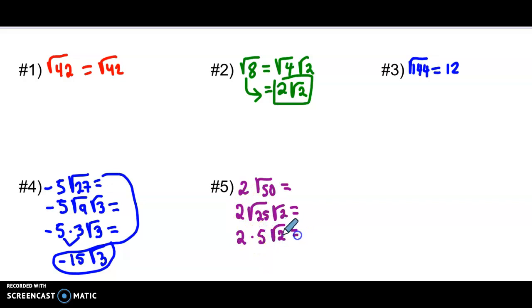And there's that. These are factors out of the square root, so they're like terms that I can put together. 2 times 5 is 10. So there's my answer. Again, from there, I got to here. I pulled out any perfect square that I could out of 50.